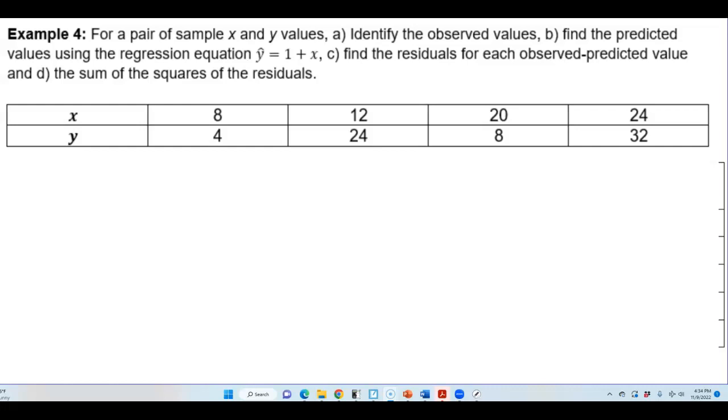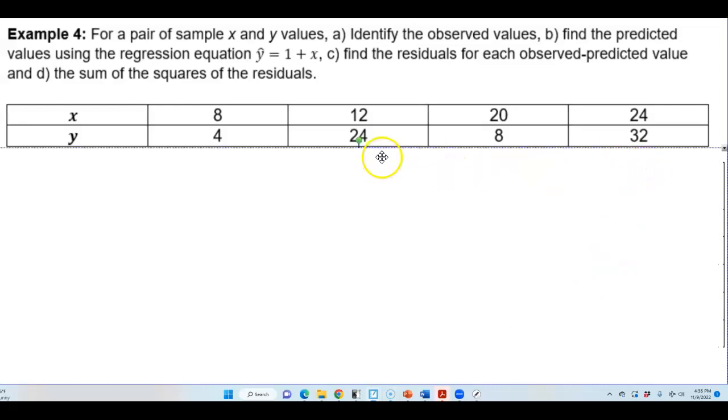Example 4. For a pair of sample x and y values below, Part A, we want to identify the observed values. Part B, find the predicted values using the regression equation, where y is equal to 1 plus x. C, find the residuals for each observed predicted value. And D, find the sum of the squares of the residuals.